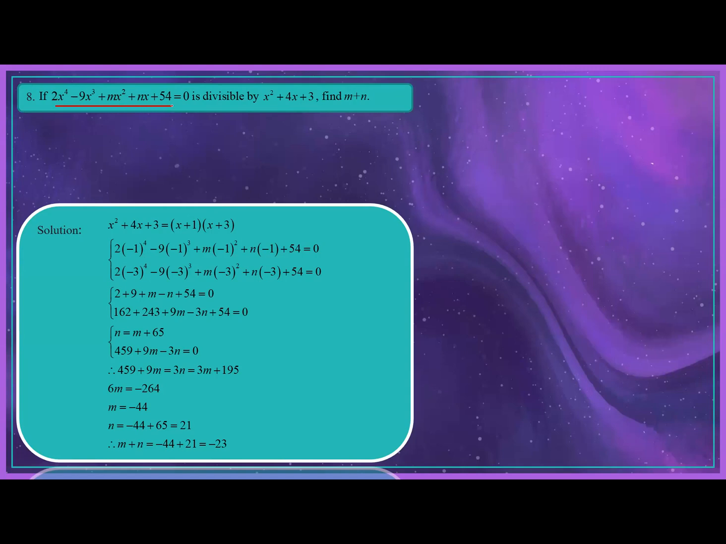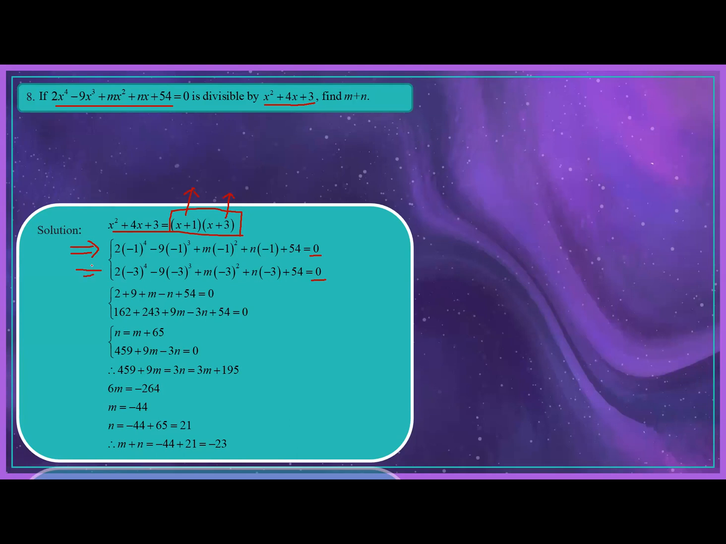Basically, this expression is divisible by x squared plus 4x plus 3. From that, you factor this out, so you have these two terms as two factors. Basically, by the factor theorem, if you substitute the root of these factors, you have a remainder equal to 0.